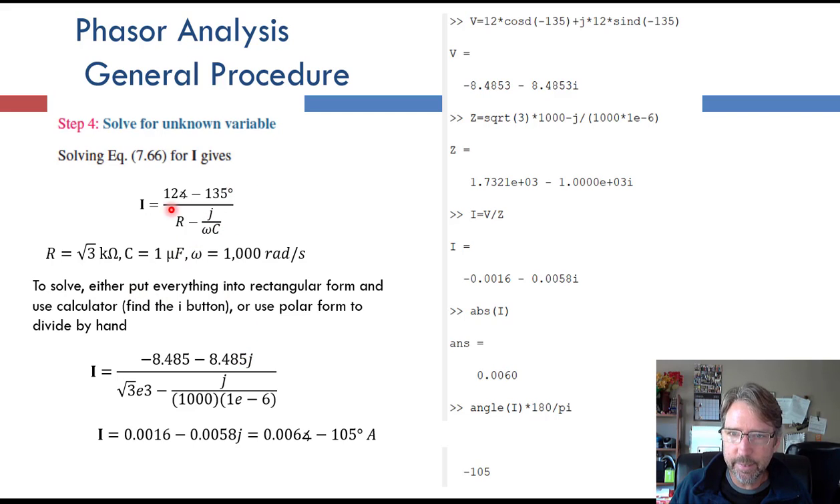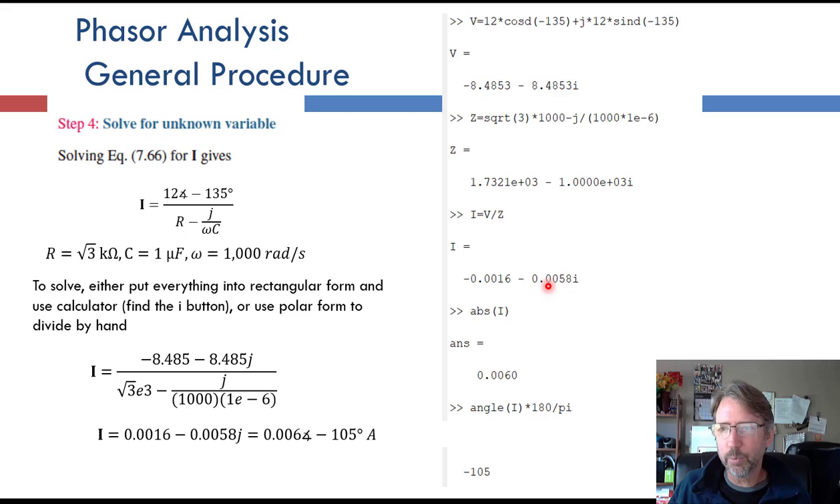And then Z has got R and omega and C, so it's 3 kiloohms, so times 1000, and then minus j divided by 1000 is omega, and C was 1 microfarad, so 1 times 10 to the minus 6. Make sure you put your parentheses in here. There are many common mistakes from not dividing these things properly. That'll give us our Z in rectangular form, and then we can use MATLAB to solve for the current, V over Z, and we get it in rectangular form.